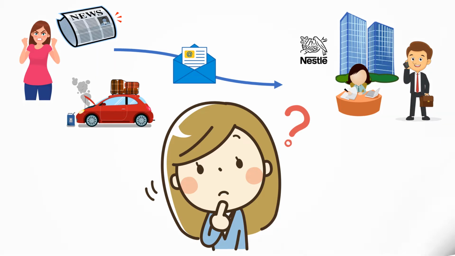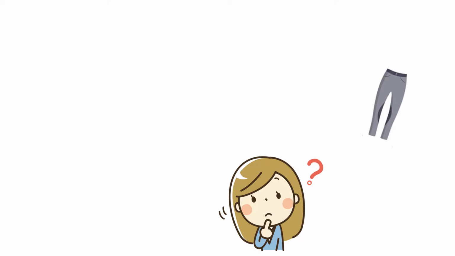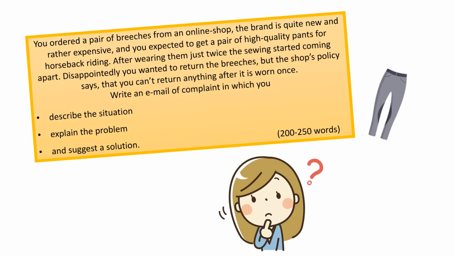So the situation could be, for example, like this. You ordered a pair of breeches from an online shop. The brand is quite new and rather expensive, and you expected to get a pair of high-quality pants for horseback riding. After wearing them just twice, the sewing started coming apart. Disappointedly, you wanted to return the breeches, but the shop's policy says that you can't return anything after it's worn once. Write an email of complaint in which you describe the situation, explain the problem, and suggest a solution.